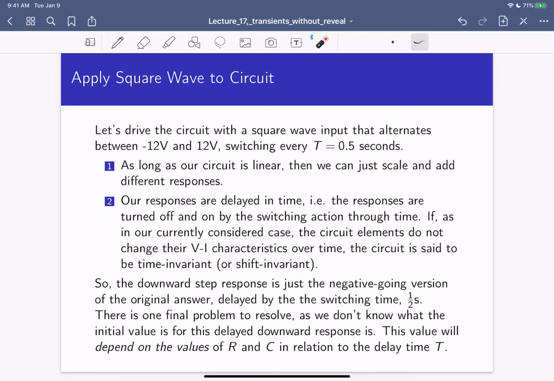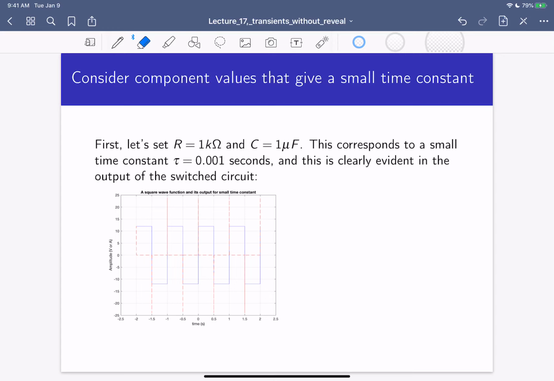Let's consider some specific component values that will give us a small time constant. So we'll start off with R equal to 1 kΩ and C equal to 1 µF. When we multiply R and C together, the time constant will be 0.01 seconds. This small time constant shows in the circuit here with very little noticeable time change in the circuit response.